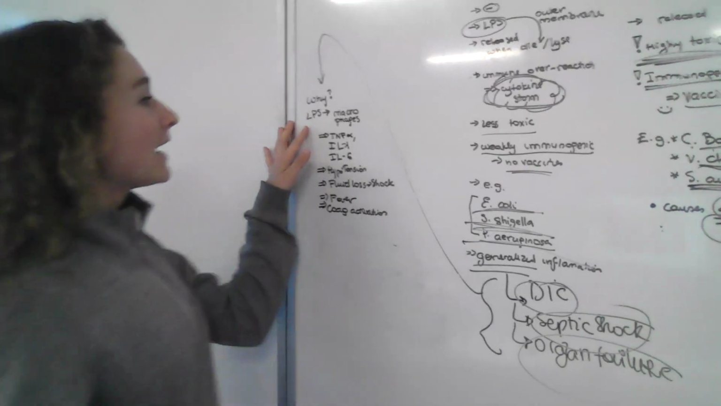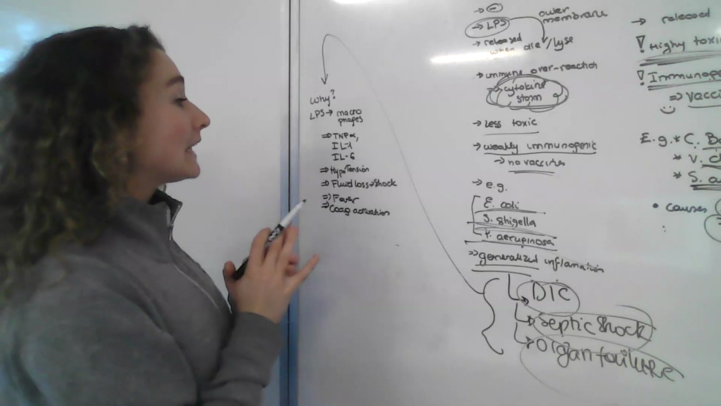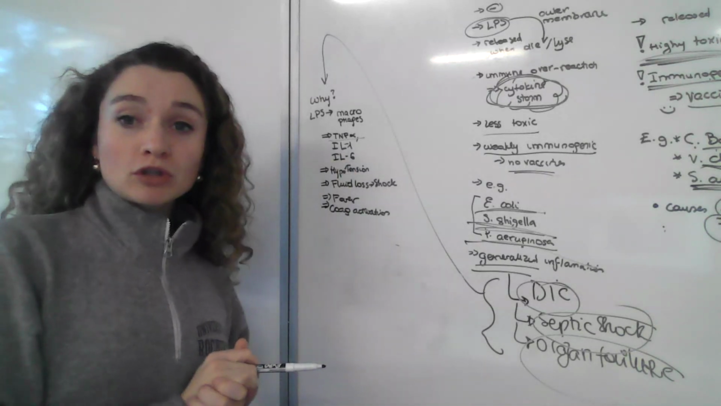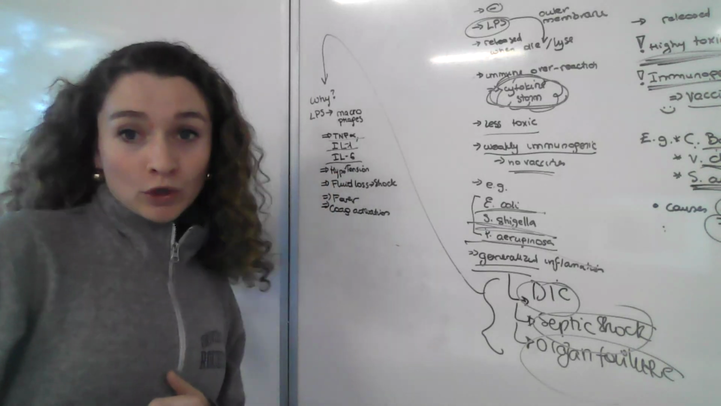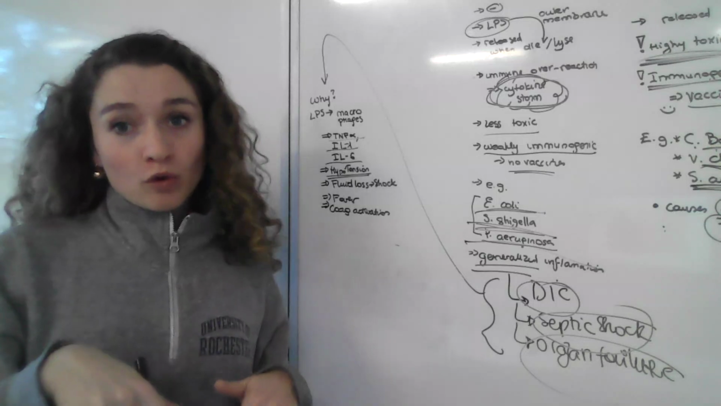So LPS will bind to macrophages, and macrophages will then induce the release of cytokines. The cytokines that I'm talking about would be tumor necrosis factor alpha, interleukin-1, and interleukin-6. Okay, what do these guys do? These guys will cause hypotension, so low blood pressure.